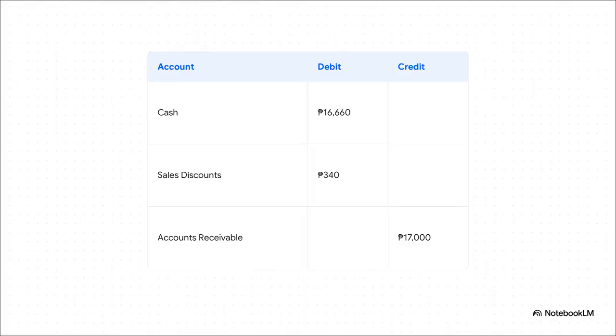Okay, check out this entry. It's got 3 moving parts. First, you debit the cash you actually got in your hand. Second, you debit sales discounts for the amount you gave up to get paid early. And this is key. You credit accounts receivable for the full 17,000 pesos. You got to wipe their entire remaining balance off your books.